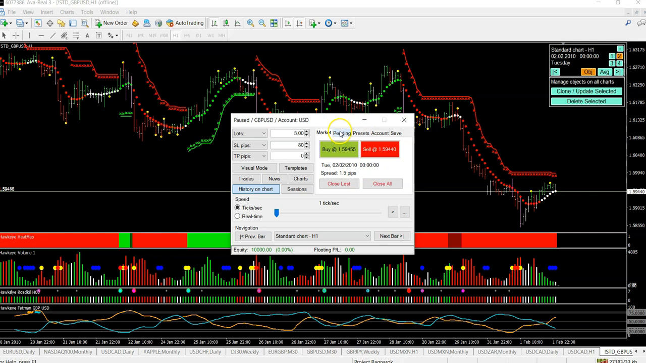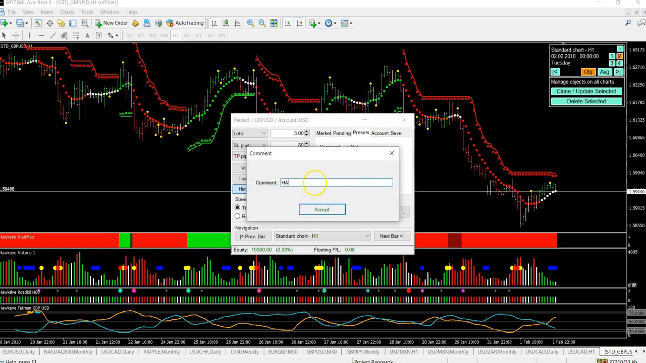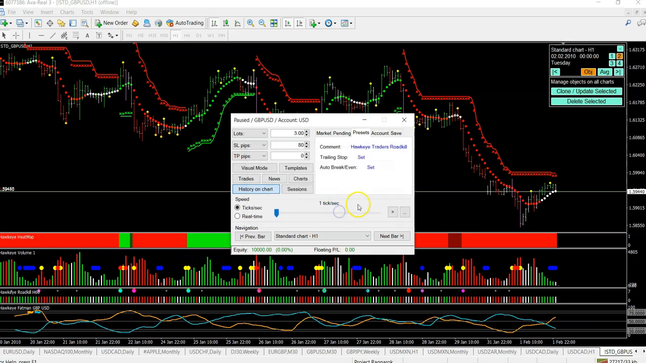Now, look at what I'm doing. I'm setting up everything automatically. You can do this. There are a few tools that we have from Ross Mullins, our head of FX. The trade manager can help you set up your stop loss as soon as the trade moves into profit. For example, what I do with this is presets. Auto break even. I'm just adding a comment: Hawkeye Traders Roadkill. That will be set on every single trade.